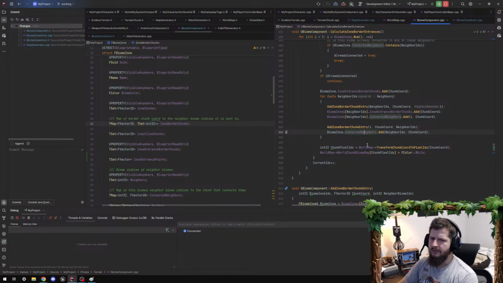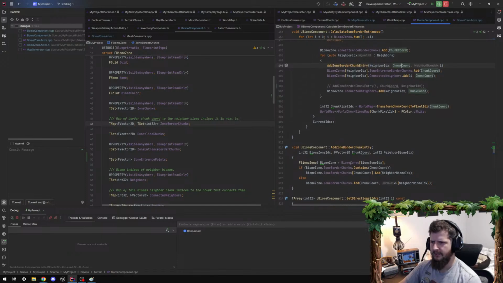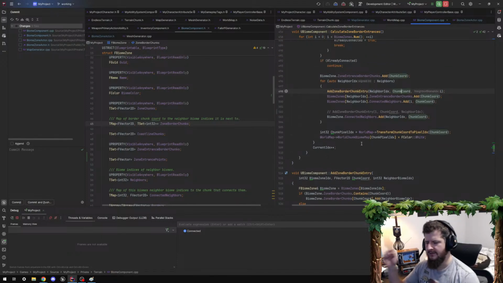What was my goal here? Why was I doing this? God damn it, should have commented this. I think I get why I was doing this. I'm adding this chunk coordinate as a zone border chunk in the neighbor, even though this chunk does not belong to that neighbor, maybe just so it could know. I don't think I need that, though. Again, I'm just going to leave it commented, and we'll see if that bites us in the ass in the future.